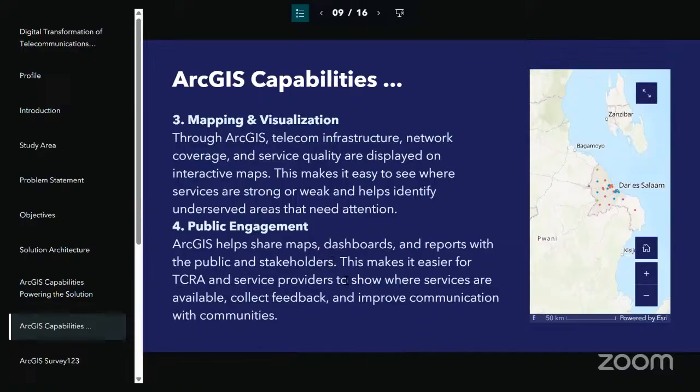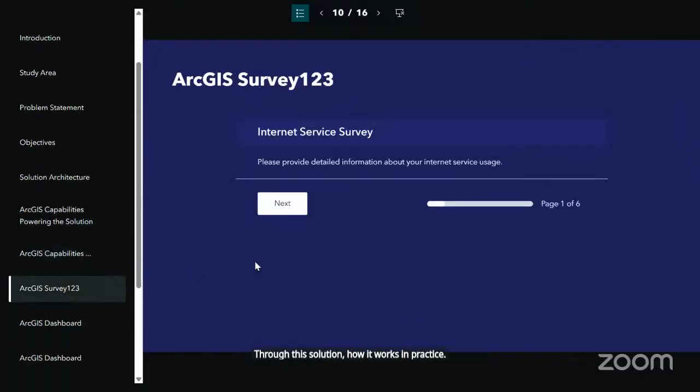to the customers. And now I'll take you through the demos, and I would like to show you this solution, how it works in practice. Here we'll start with the internet service Survey123. This survey was supposed to be filled by the customers so that they can give feedback and reports on the services that they obtained.